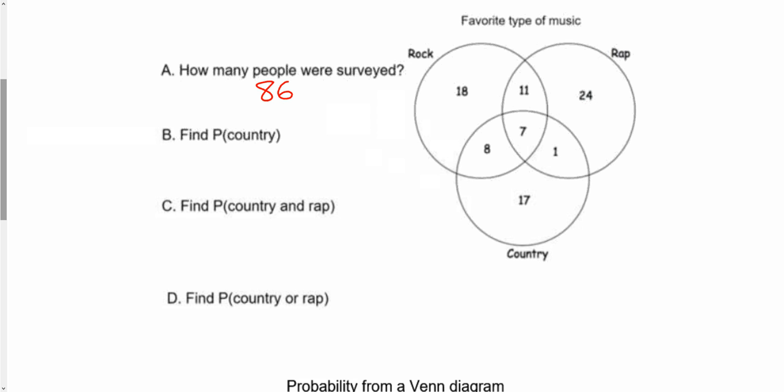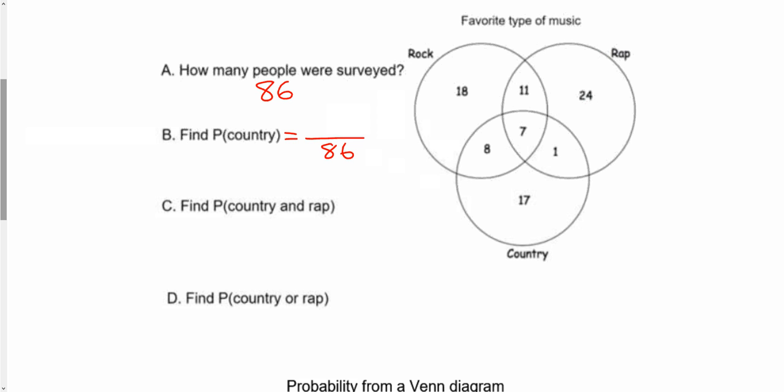It says how many people were surveyed. Why is it important to know the total? Kind of, but think about it, we're in probability right now. Why do you need to know the total for probability? Goes on the bottom, perfect. Okay, so now we're going to start calculating some actual probabilities, and that means we know 86 goes on the bottom.